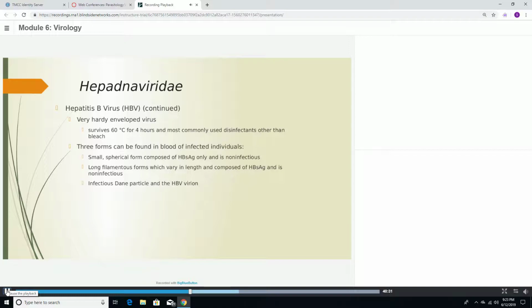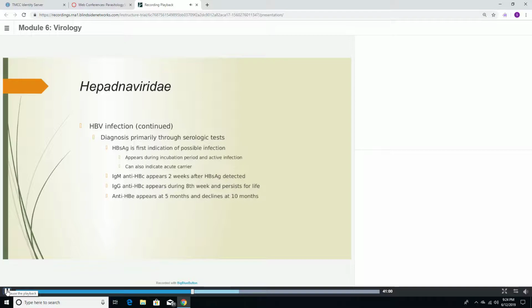So hepatitis B is known as a serum virus. There's three forms that can be found in blood in infectious individuals. We have small spherical forms composed of the HBsAg only, and it's not infectious. We have long filamentous forms, which vary in length and are composed of the HBsAg and are also non-infectious. And then we have the infectious Dane particle, the HBV virion. So again, it's important to know what we're testing for, because some of these different forms might be non-infectious. We could have them present, but they're not useful for us.